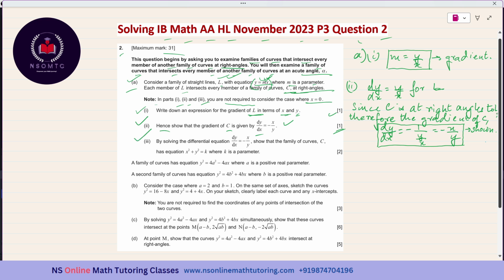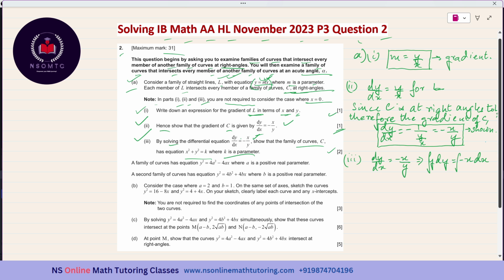Subpart iii. By solving the differential equation dy by dx equal to negative x over y, show that the family of curves C has equation x squared plus y squared equal to k, where k is a parameter. It is containing just 2 marks. Fine. dy by dx is equal to negative x over y. Therefore, I can write this as, separating the variables, y dy equal to minus x dx. And I can integrate both the sides.